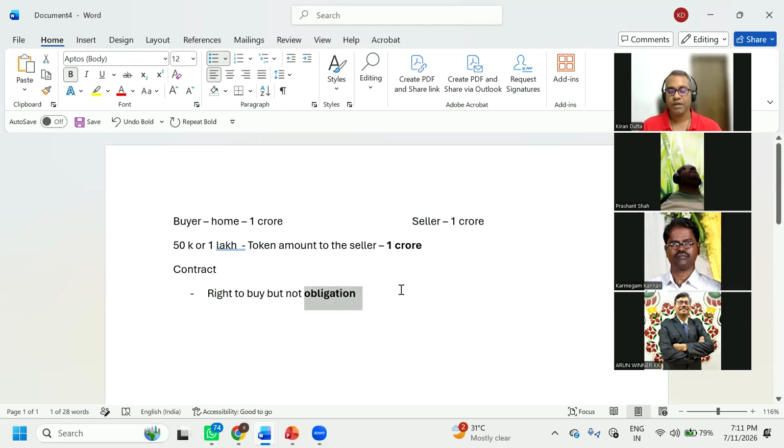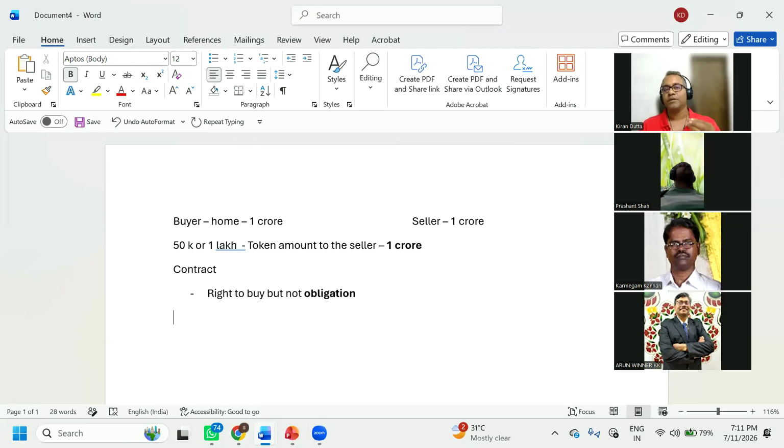What does that mean, right? After 1 month, I can go to the seller and say, for example, there could be multiple instances that can happen here. After 1 month, I can say, you know what, maybe I could not get my bank loan, or maybe I got some other similar property in a community at a lesser cost. Instead of 1 crore, maybe I have got it at 94 lakhs or 93 lakhs.